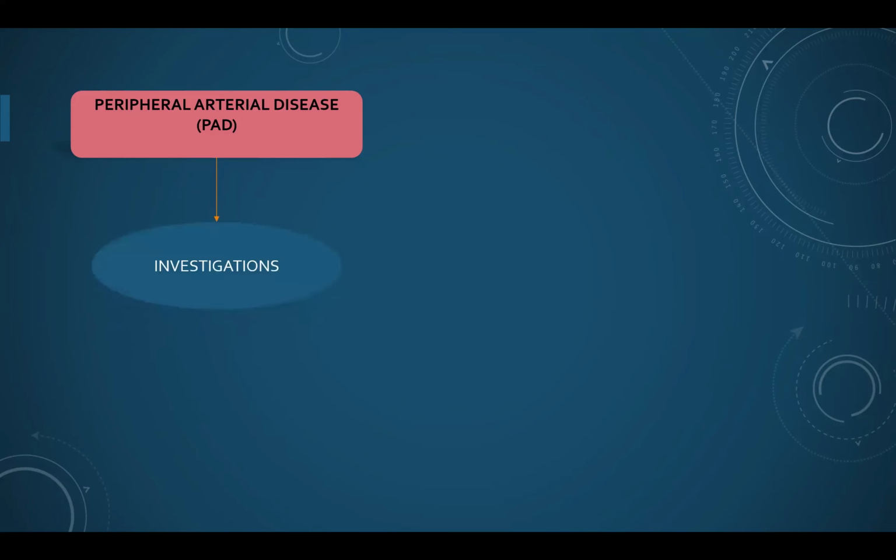The main investigations done for peripheral arterial disease include Doppler ultrasound. Through Doppler ultrasound, we quantitatively assess the ABI, that is ankle brachial index. 0.9 to 1.4 is normal. Less than 0.9 signifies a hemodynamically significant arterial lesion. Less than 0.4 signifies chronic limb-threatening ischemia. And if greater than 1.4, it indicates mediosclerosis and calcification of the arterial wall.